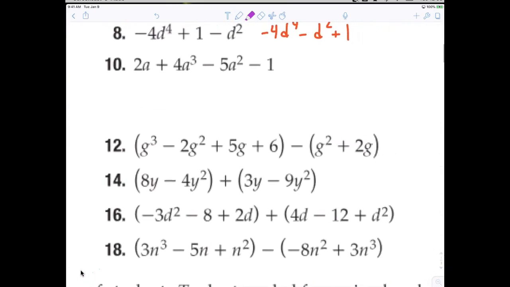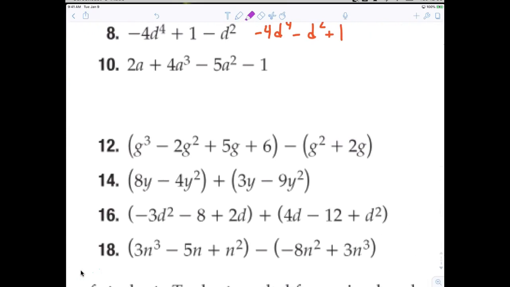All right. Now, number 10. Miss Bang, tell me. 4a to the 3rd, and then minus 5a. Good. Minus 3, or plus 2a, good. Minus 5, and then minus 1. Very good. All right. Anybody?